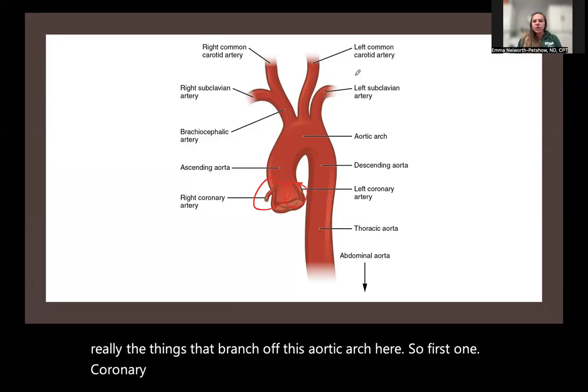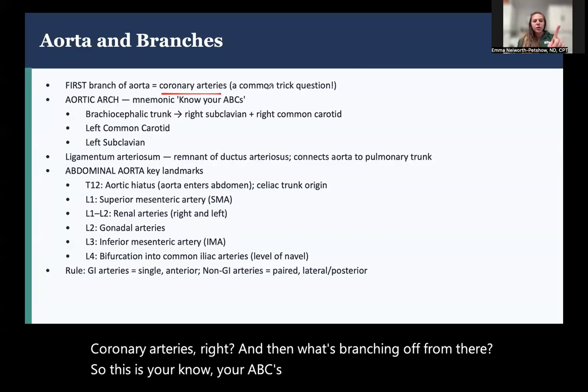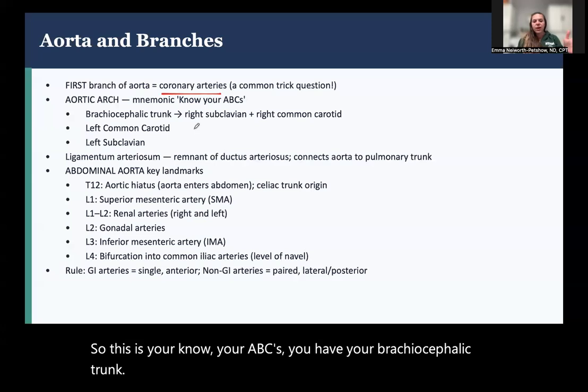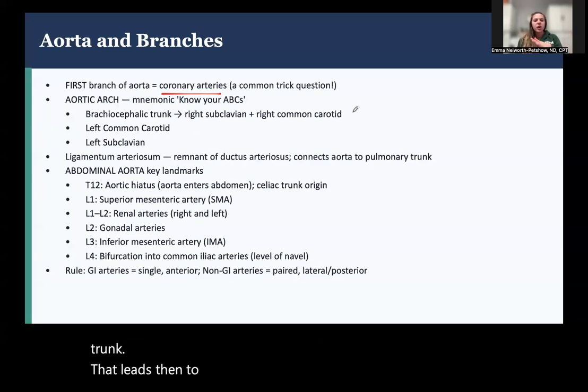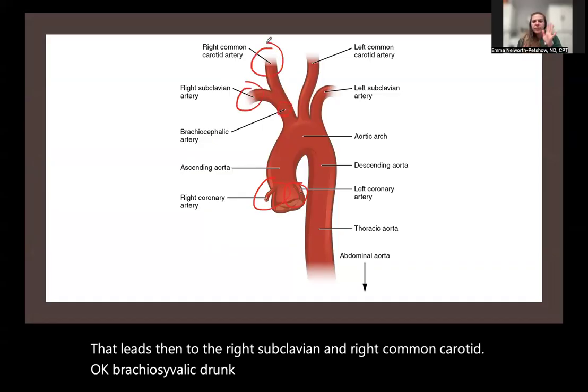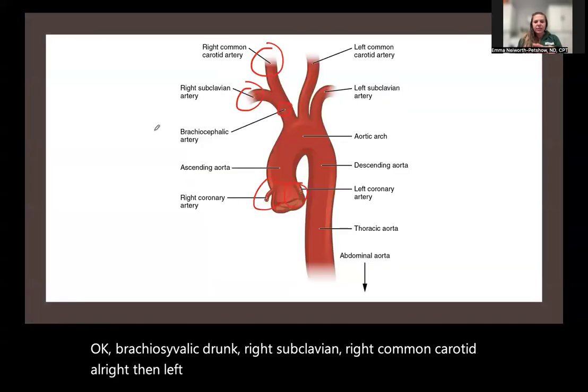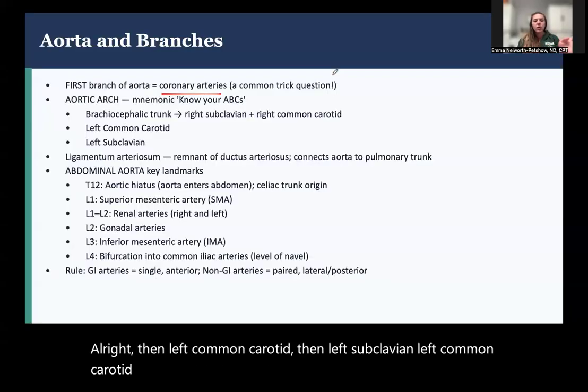And then what's branching off from there. So this is your know your ABCs. You have your brachiocephalic trunk that leads then to the right subclavian and right common carotid. Okay. Brachiocephalic trunk, right subclavian, right common carotid. All right. Then left common carotid, then left subclavian. So left common carotid, left subclavian. So that's our key. That's our know our ABCs.